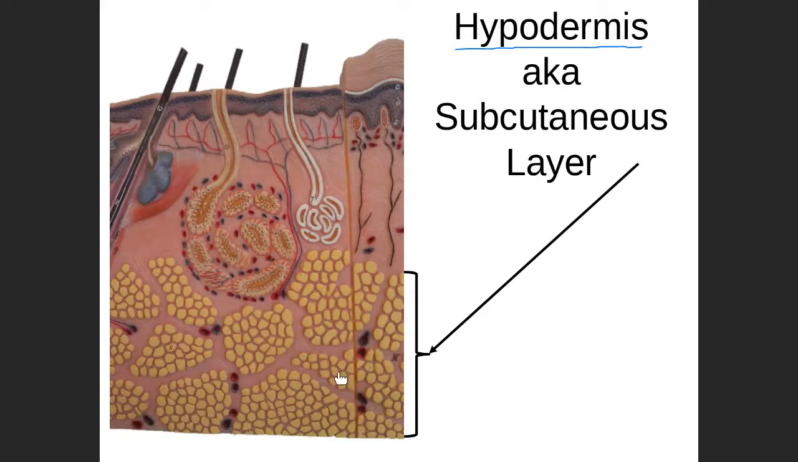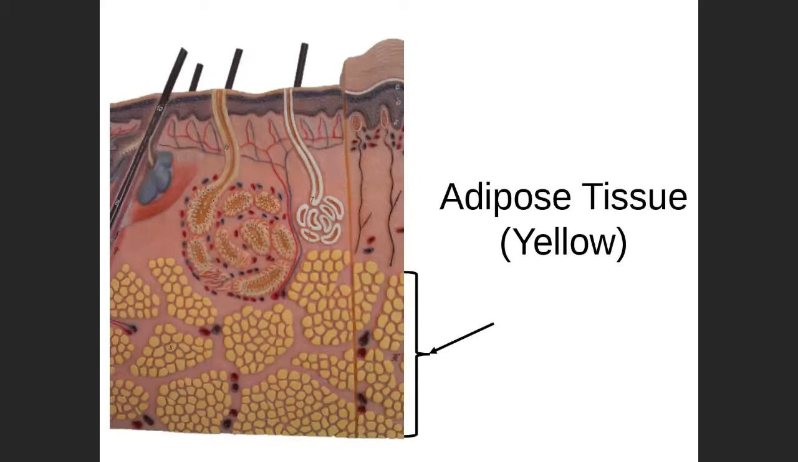If you look here, there's lots of yellow in the subcutaneous layer or the hypodermis. That's because it's loaded with adipocytes or adipose tissue. And as we know, adipose tissue is a great place to store lipids, which are great for energy, great for cushioning and insulation.